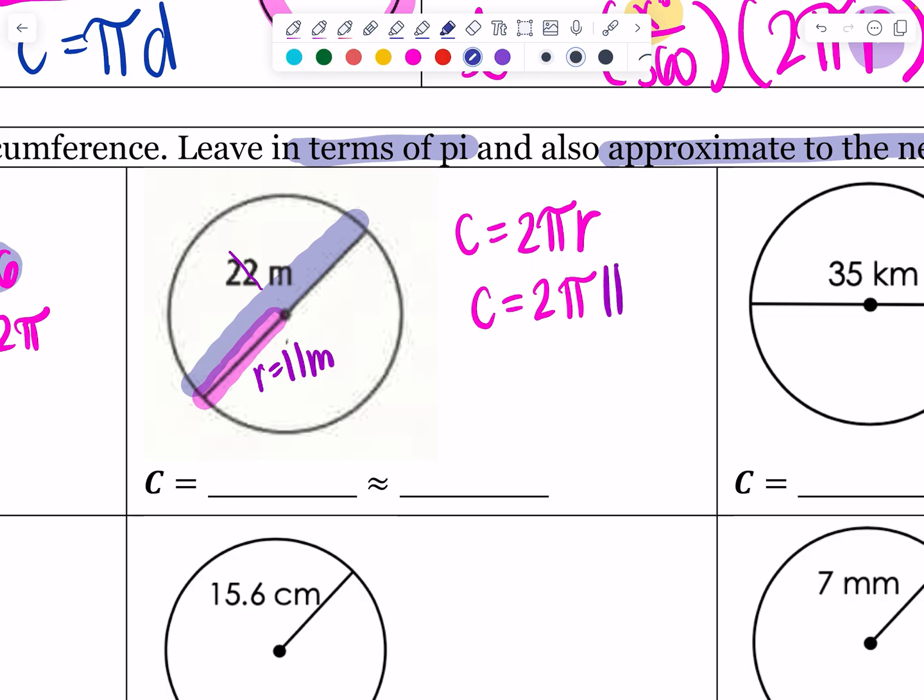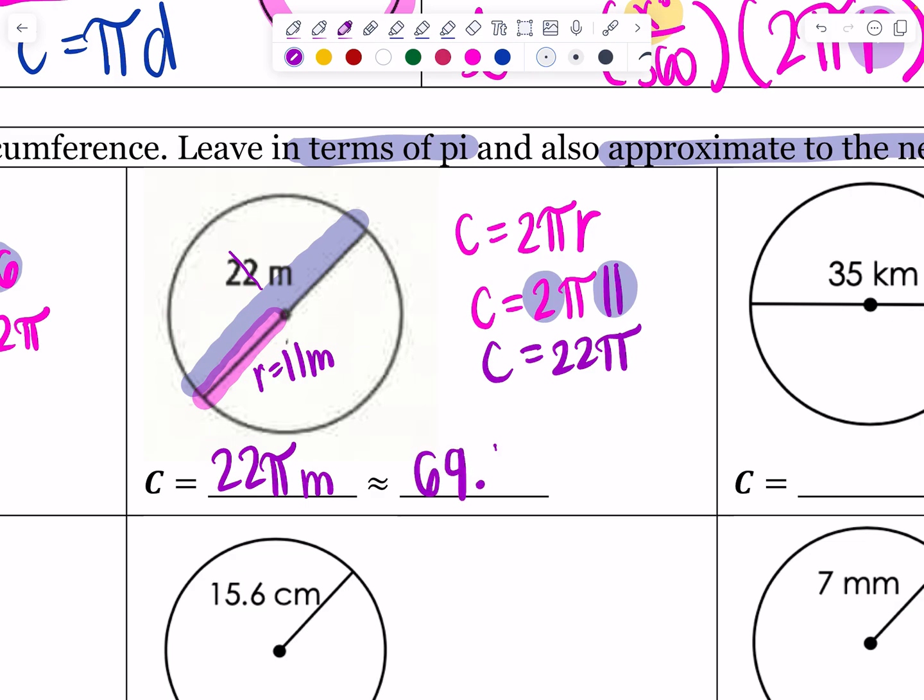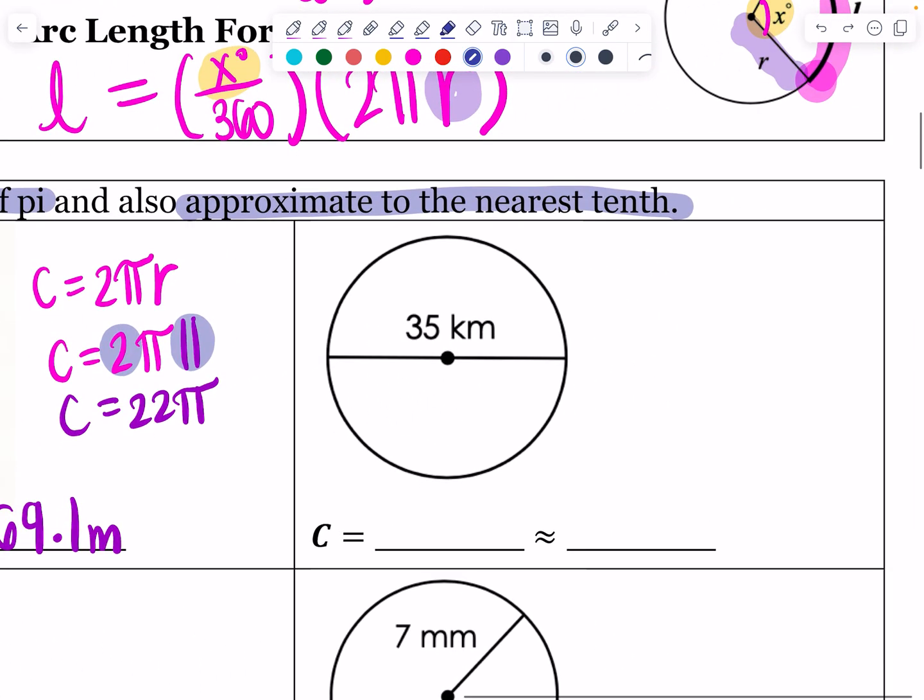Whenever I type in everything except for the pi symbol, what is 2 times 11? That is going to give me 22 pi exactly. So my exact circumference is 22 pi, and then I am in meters. So what is that rounded, 22 times pi? That is going to be 69.1 meters. If I were to take this circle and flatten it out and roll it out, it would be 22 pi exactly, which is about 69.1 meters long.